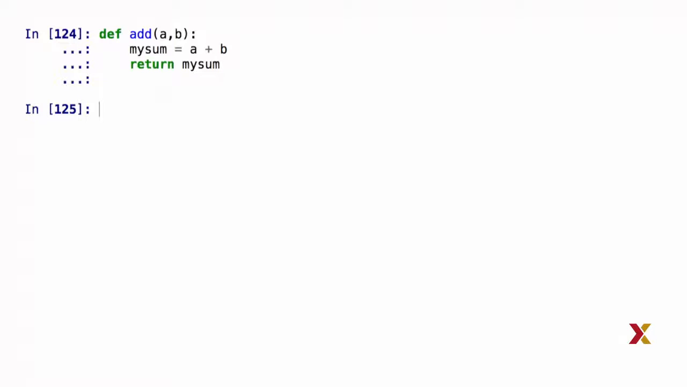The way I would use this function is as follows. I can just type the name of the function. Inside parentheses, I have to provide both of the two inputs, let's say 12 and 15. And Python returns the sum of those two numbers, 27.